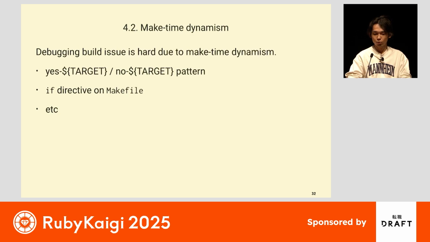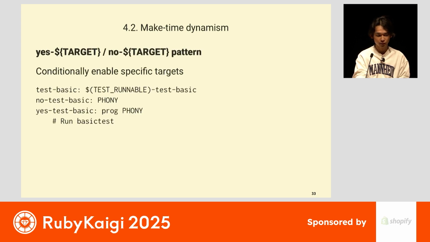The second challenge is what we call make time dynamism. Our build system uses various make features to handle different build configurations, and while these features are powerful, they make the build process hard to debug and understand. Let me show you some examples. Here's one example of make time dynamism. We use this yes/no pattern to conditionally enable and disable targets. While it's pretty clever, it makes it hard to track what targets are actually available and when they will run. This pattern is used throughout our build process, adding a layer of complexity.